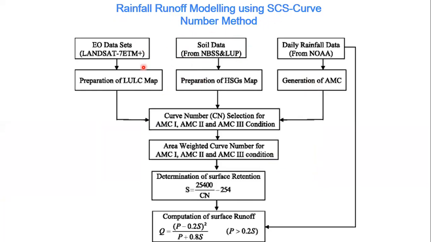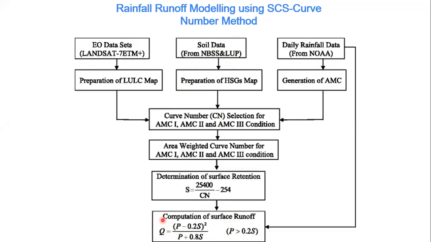In this method, remote sensing inputs are required. For LULC, you need some LULC product like Landsat or any other satellite data. For soil data, you need some NBSS or FAO data. Then you need the rainfall data. And by combining these 3 data sets and using some equation, you are able to calculate the surface runoff.